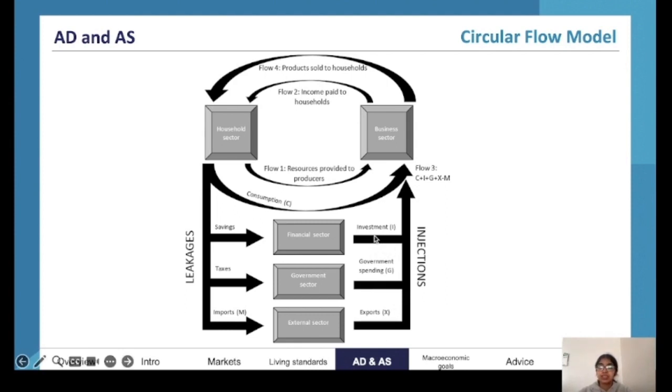Injections are stuff bringing money into the economy. Investment is an injection, for example investing in Australian businesses, investing in capital, technology, and so on. Government spending is an injection, because, let's say the government gives subsidies, it promotes spending in the economy. Exports: if people overseas buy Australian goods and services, money is being injected, so extra money coming in.